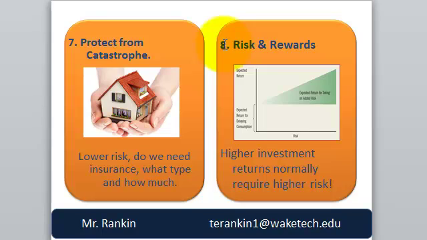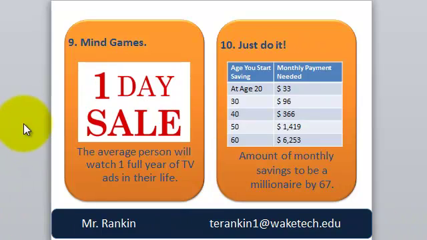Point number 8, risks and rewards go hand in hand. The higher the investment return, normally will require a higher risk. Number 9, make sure you understand the mind games. Understand there's a million people out there trying to get you to spend your money. You're the most important. Pay yourself first. Number 10, just do it. You see it's the same chart, how much it takes to be a millionaire, because the biggest thing young people have going for them is time.